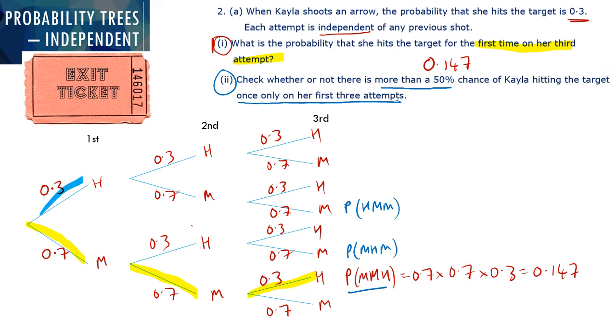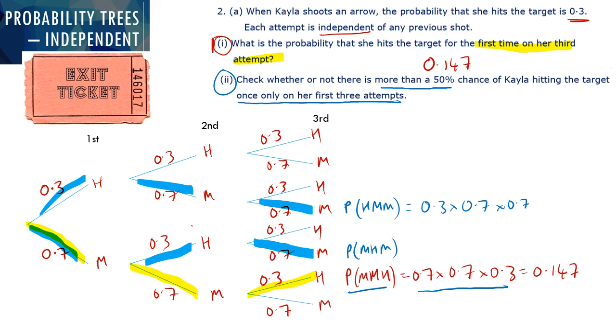So she could hit it, miss it, miss it, or miss it, hit it, miss it. Now, for all of these, we end up with the same probability. So this is 0.3 times 0.7 times 0.7. We can see it's just a different order of multiplying this. So that'll be 0.147, and this will be as well.